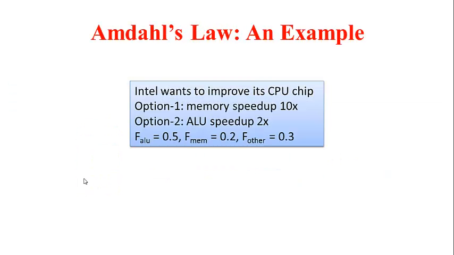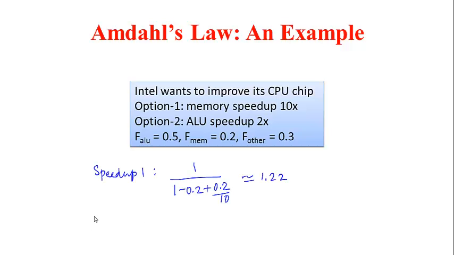Here is an example application of Amdahl's law. Let's say that Intel wants to improve its CPU chip and it's considering two options exclusive of one another. The first option is to speed up memory by a factor of 10, and the second option is to speed up the ALU, arithmetic logic unit, by a factor of 2. To answer which option is better, we need to know the fraction of instructions executed in each category. Let's say that the fraction of ALU instructions is half, the fraction of memory instructions is 0.2, and the other instructions is 0.3. So which of these two options is better?